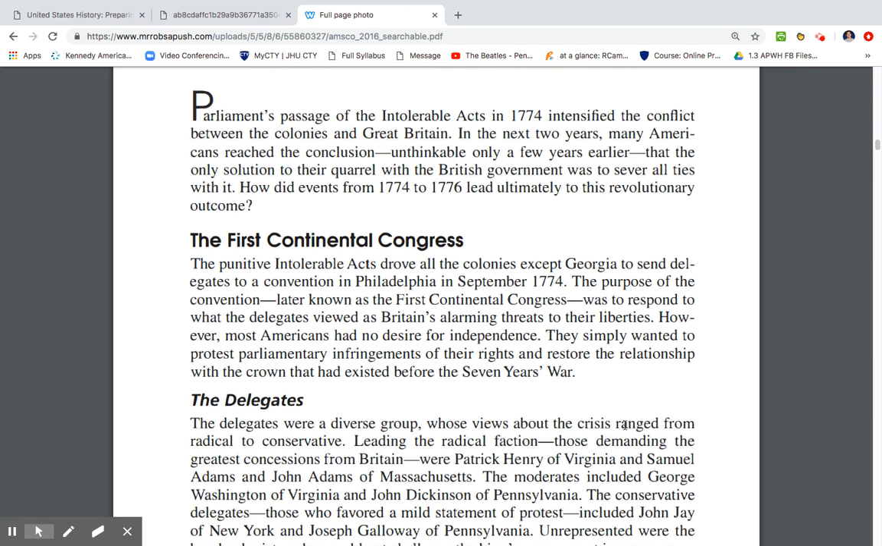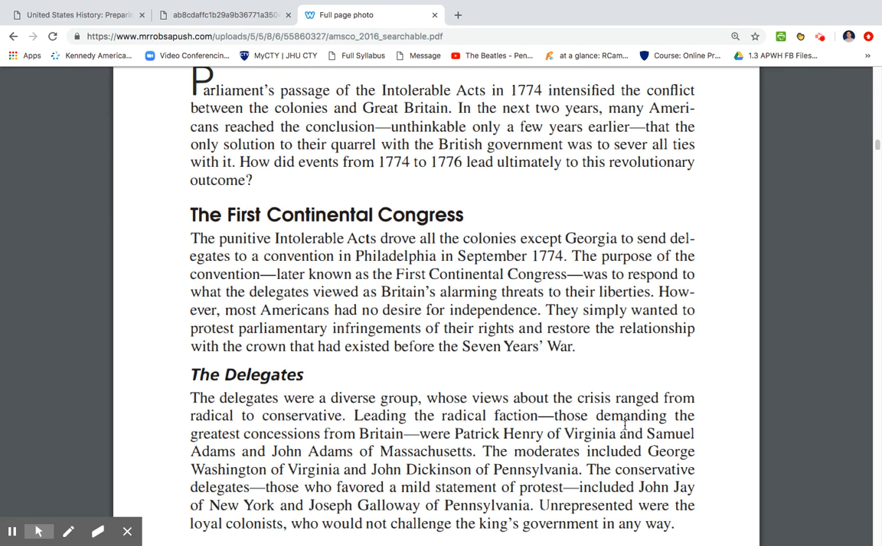You want to make sure you understand this definition in the First Continental Congress. This is talking about how it would lead to the American Revolution. The punitive Intolerable Acts drove all these colonies except Georgia to send delegates to a convention in Philadelphia in 1774. The purpose of the convention, later known as the First Continental Congress, was to respond to what the delegates viewed as Britain's alarming threats to their liberties.